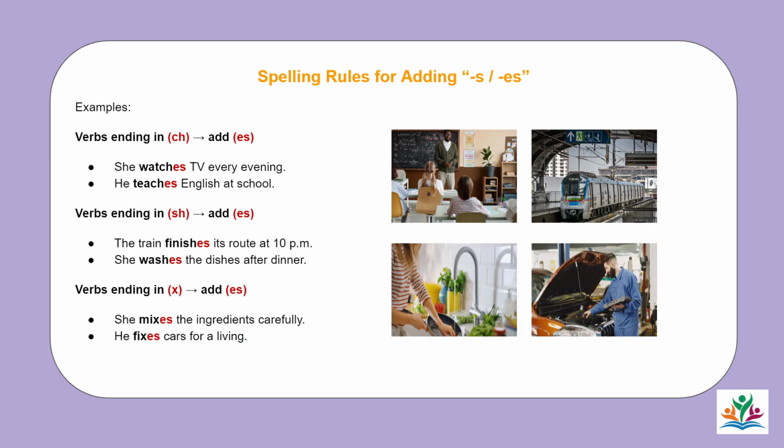Some verbs ending in x, also we need to add an es when we are talking about he, she, and it. She mixes the ingredients carefully, or he fixes cars for a living.